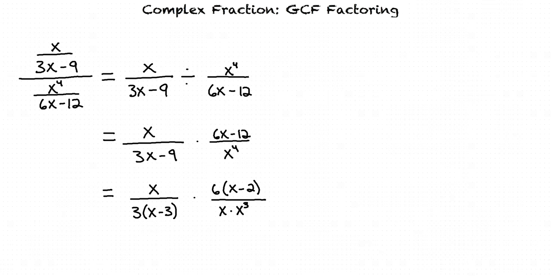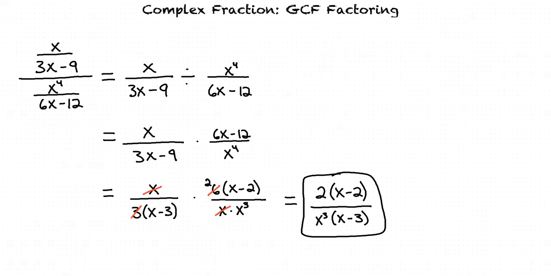It looks like we can cancel an x from the numerator and denominator, but I think that's it. Yeah, we can cancel an x, but that's not all we can cancel. If we divide the coefficient of 6 in the numerator by the coefficient of 3 in the denominator, we are left with 2 in the numerator. This is all we can simplify, so our final answer is 2 times (x - 2) over x cubed times (x - 3).